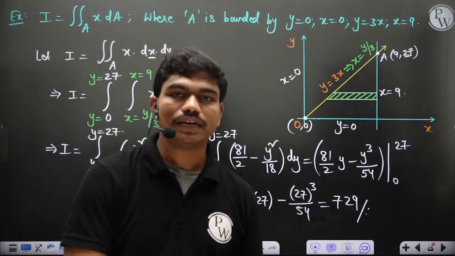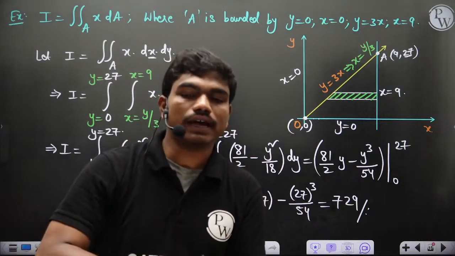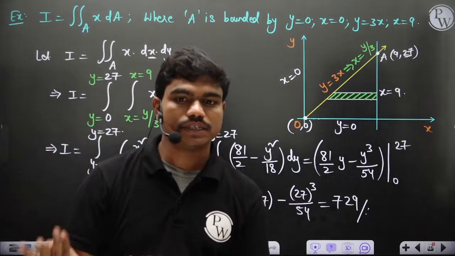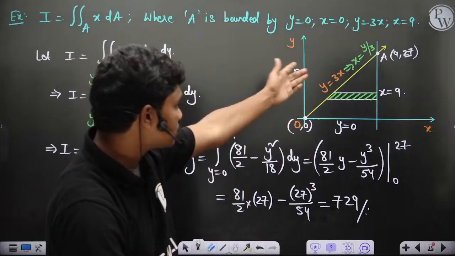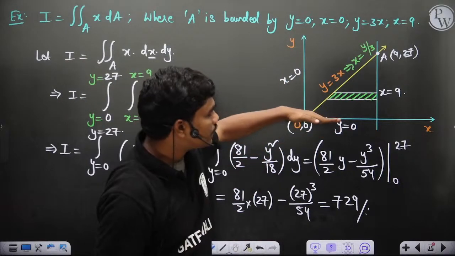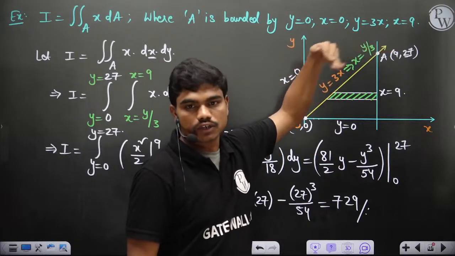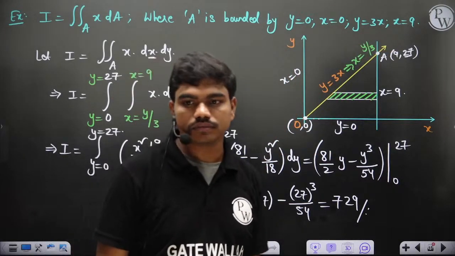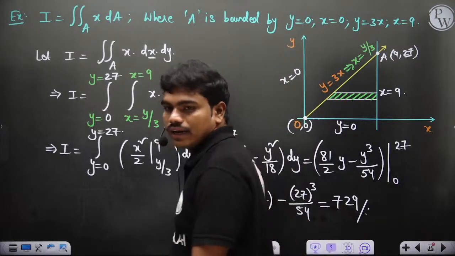Obviously, that's what I'm telling you now. When you're writing the constant limits on the outermost integral, the lowest value is the lower limit and the highest value is the upper limit in that domain. For this triangle, the least value of y is given by any point on this line, so y equal to 0 is the lowest value and y equal to 27 is the topmost, the upper limit. So this answer is 729, of course.